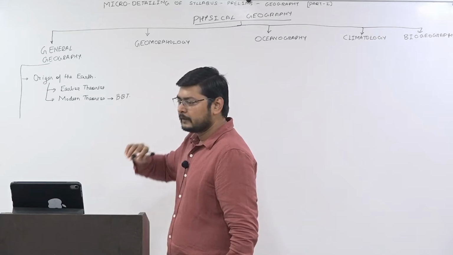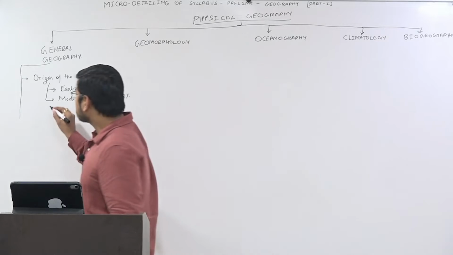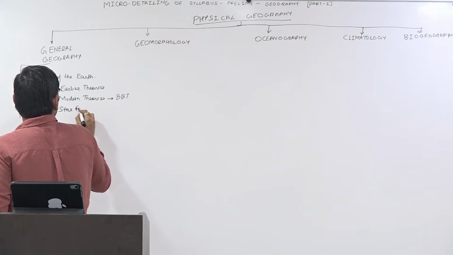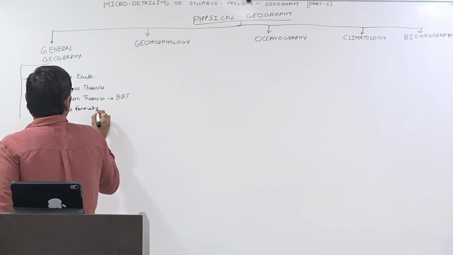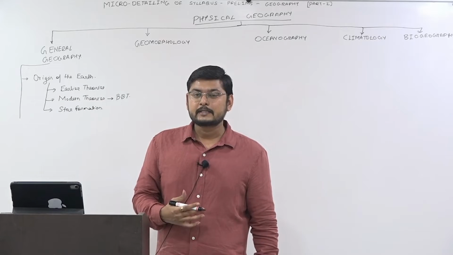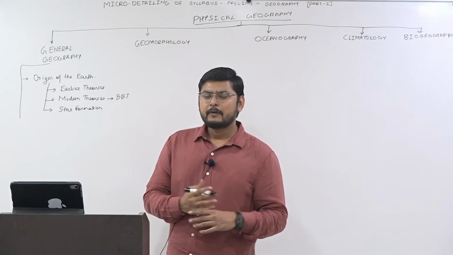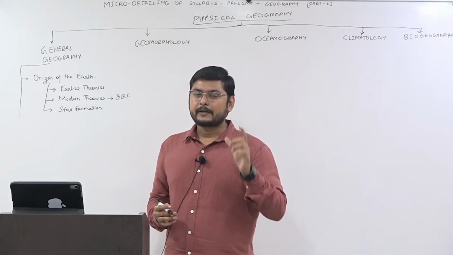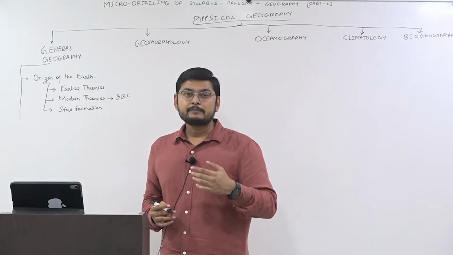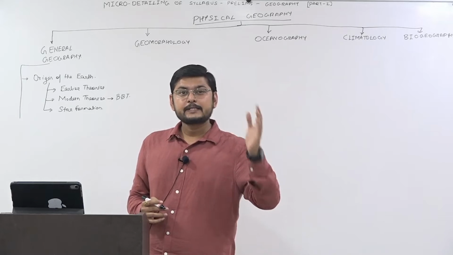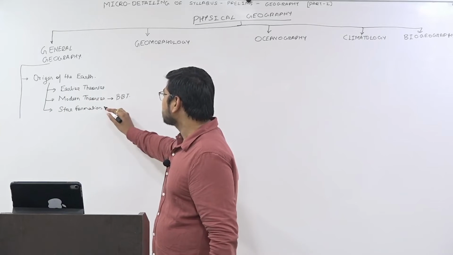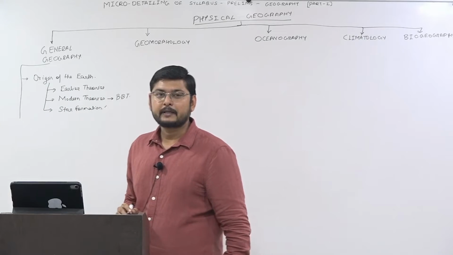So, next to modern theory, we have star formation. I will ask you a question. How was our star or solar system, the sun, formed? Very simple question, but still very effective. When was it formed? What were the factors behind its formation? What were the stages in which the star or sun was formed? So we'll be covering those parts in the star formation topic here.